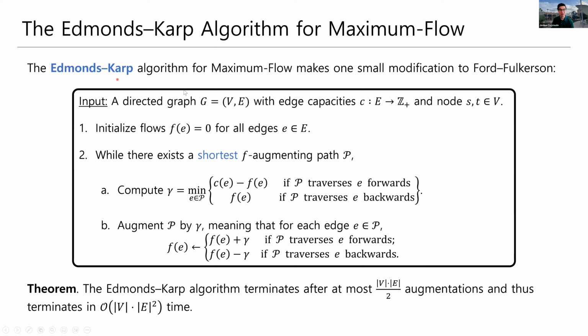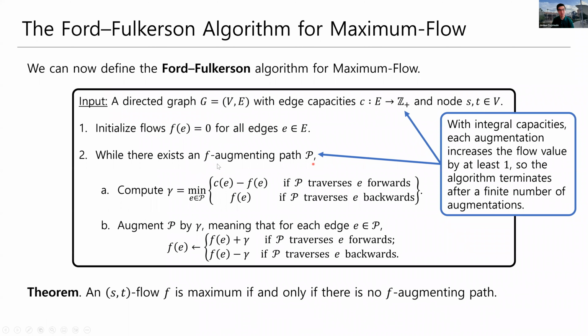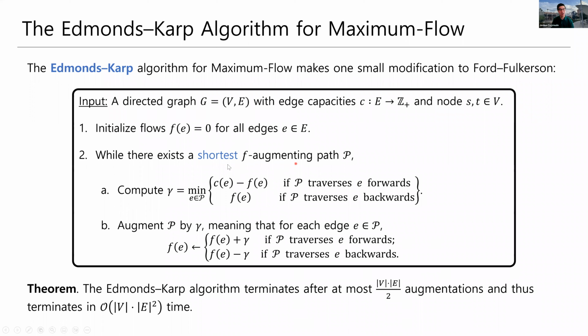The Edmonds-Karp algorithm for max flow is identical to Ford-Fulkerson, except it adds this one word to the description. It says, while there is a shortest f augmenting path, do this stuff. So it's identical, but instead of considering any augmenting path, as in Ford-Fulkerson, here we look for shortest f augmenting paths, and we can do this very easily with something like breadth first search starting at S.